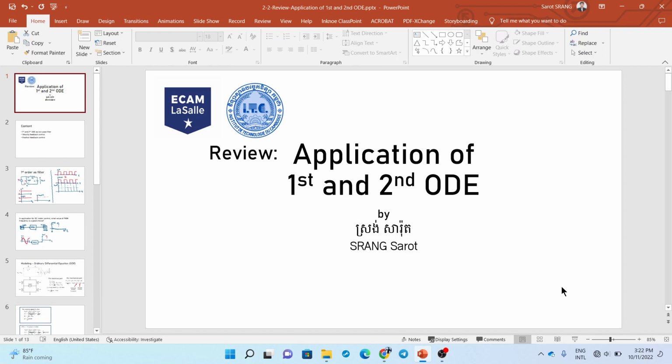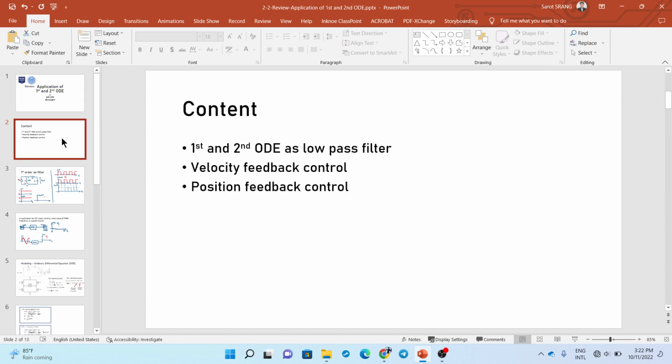Today's lecture is about review on application of first and second order ordinary differential equation. And I just have three main points for this review. So the first is the application of first and second order ODE as low pass filter. I will begin with it.